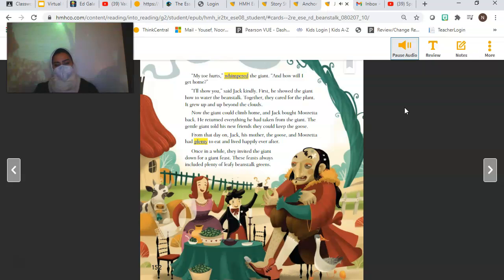He returned everything he had taken from the giant. The gentle giant told his new friends they could keep the goose. From that day on, Jack, his mother, the goose, and Musetta had plenty to eat and lived happily ever after. Once in a while, they invited the giant down for a giant feast. These feasts always included plenty of leafy beanstalk greens.